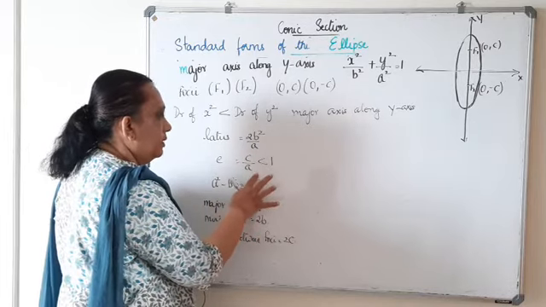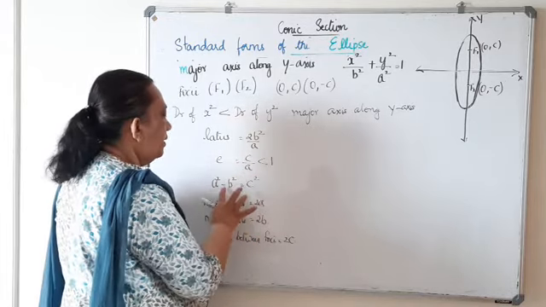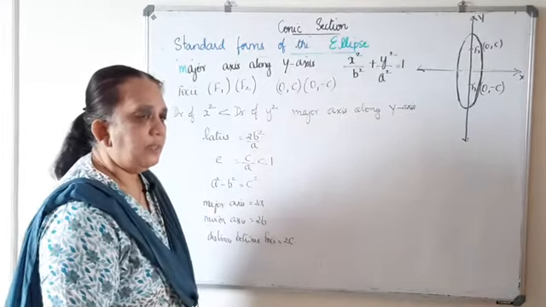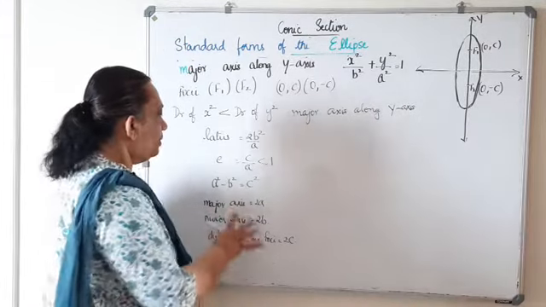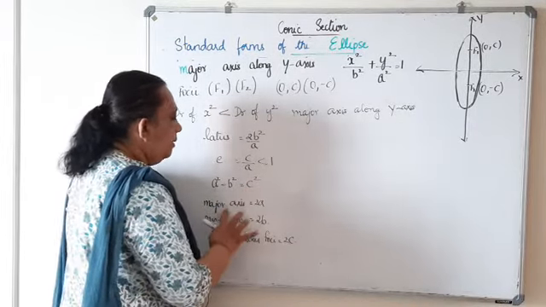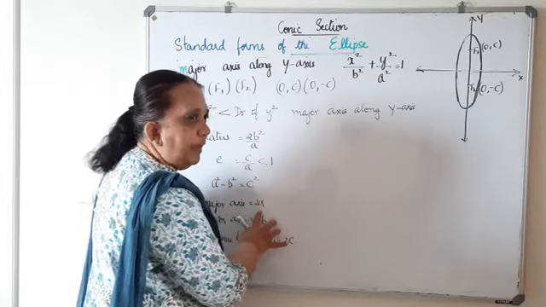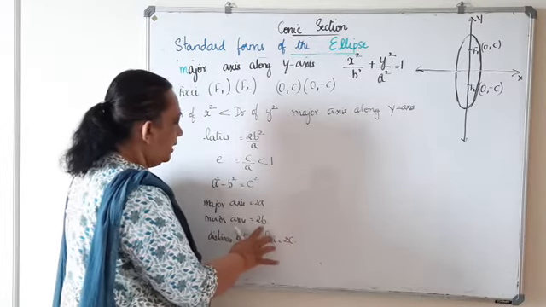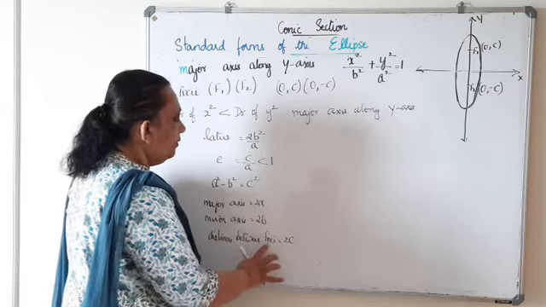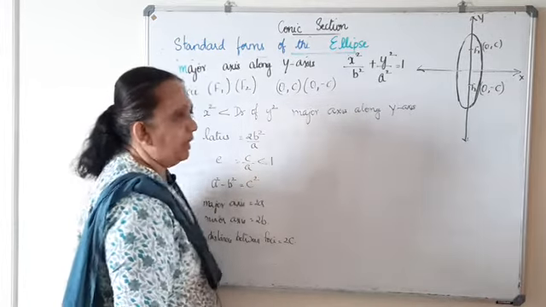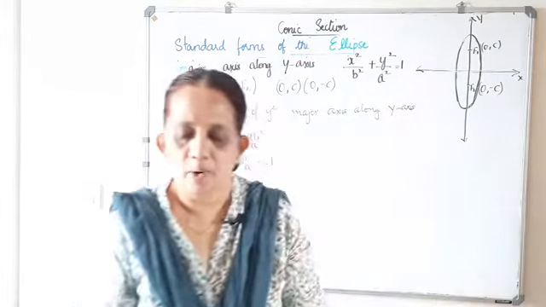Eccentricity e is equal to c by a, that is also less than 1. a squared minus b squared is equal to c squared. That's the relationship between a, b and c. Major axis is equal to 2a. Length of the minor axis is equal to 2b. Distance between the foci is equal to 2c. Now, this is about ellipse.